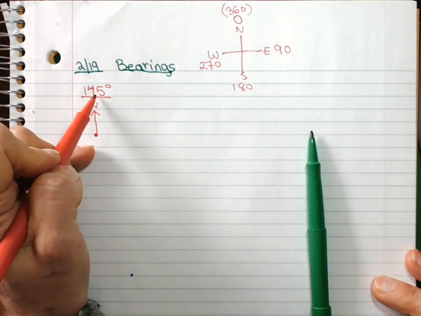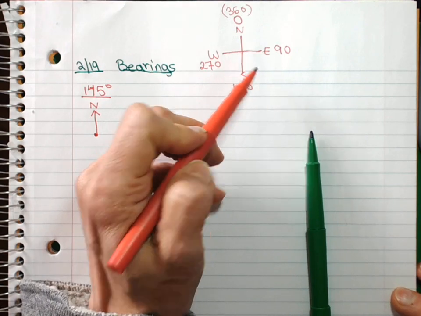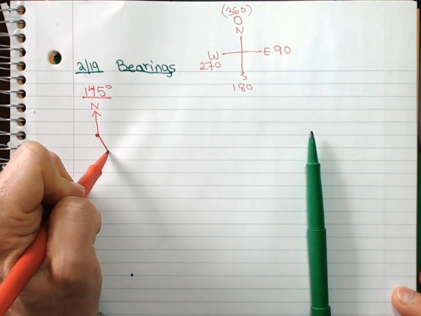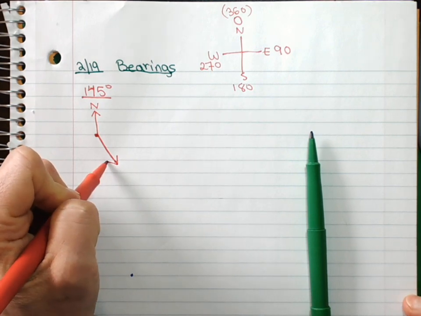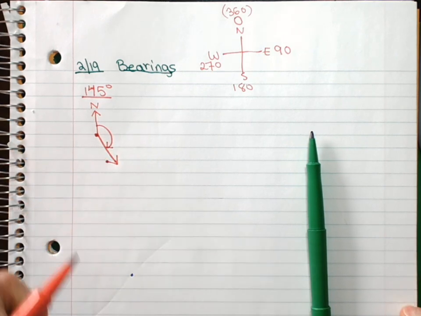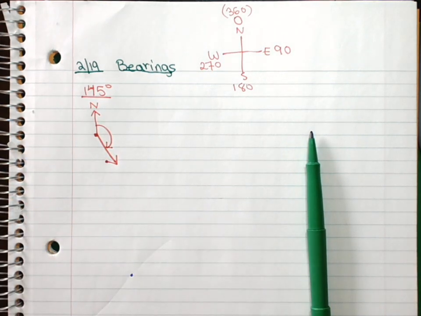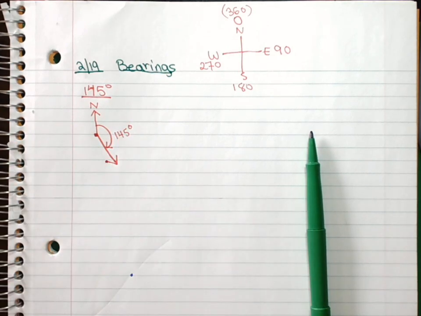And so if we think about 145, that's closer to 180. So we're going to estimate our vector about this distance and then draw the arc and then label that 145 degrees.